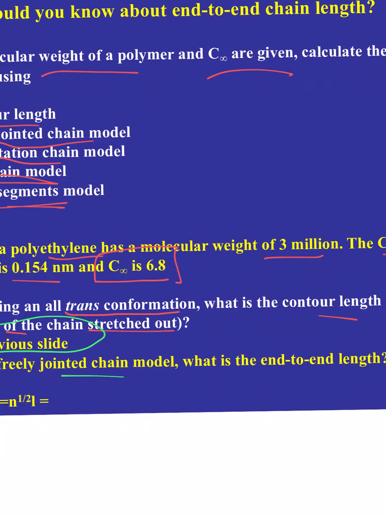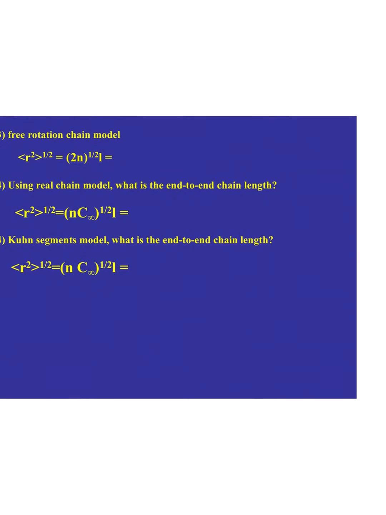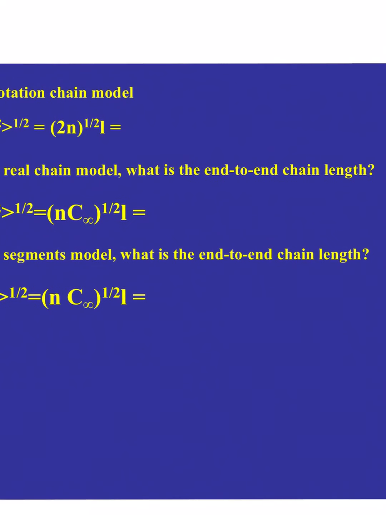And then using the freely jointed chain model, what is the end-to-end length? Knowing n and knowing L, we'll be able to give you that root mean square distance. And then we also have the free rotation chain model, which involves a different formula, the quantity 2n to the 1/2 times L. And then there's the real chain model. Again, it's all about recognizing these things. That value is going to be the quantity n C sub infinity to the 1/2 times L. And then we have the Kuhn segments model, which gives us the exact same formula in terms of being able to work out that distance. But for the Kuhn segments model, I'll give you n and b. All right. So I'll give you other information that requires you to work through that. Okay. Any questions about that? Again, it's all very unfamiliar, but work through it, and you'll see how it's really pretty straightforward.